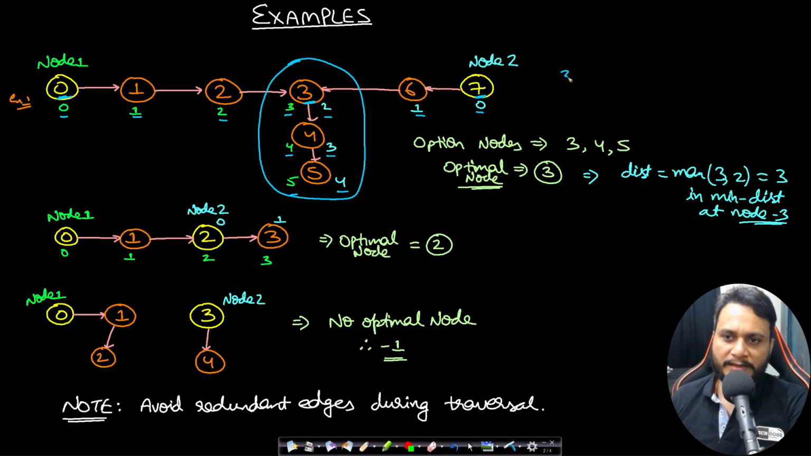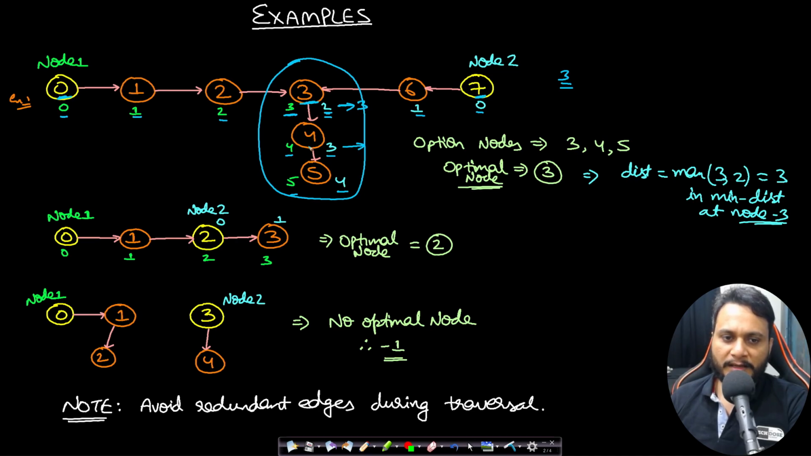So therefore the answer in this case is going to be 3. If you look at the distance values, this 3 is at distance 3 from node 1 and at distance 2 from node 2. So we will be taking the maximum according to the problem statement. Take the maximum, it is 3, maximum of both the distances.